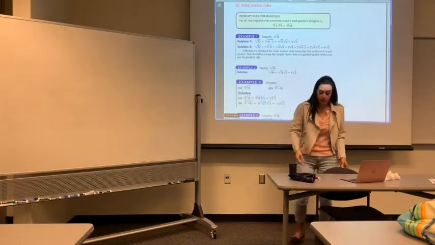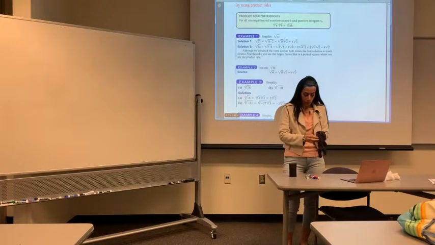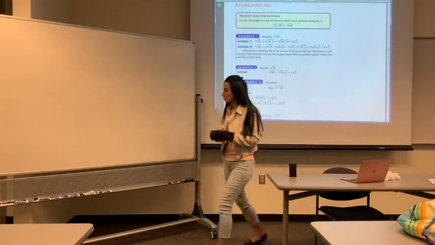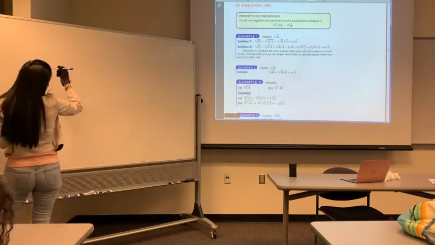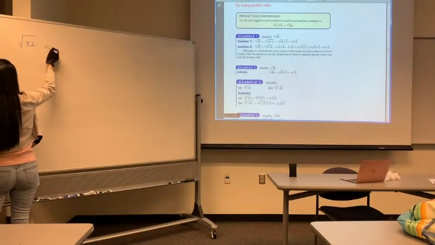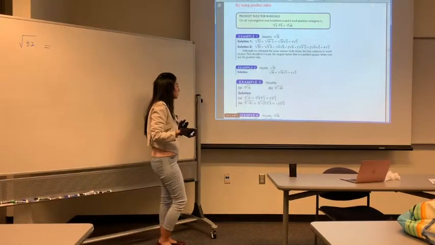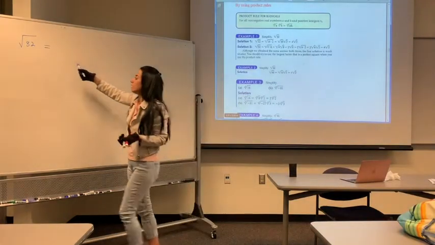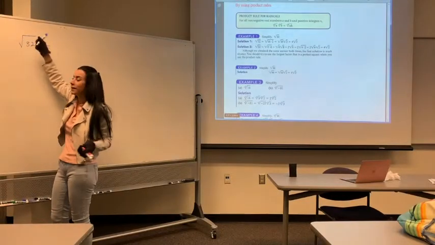Let's solve some examples. Let's see what we have here. Okay, so we have radical 32. Last time we talked about radicals with different indexes. When we don't have an index written, it means the index is 2.